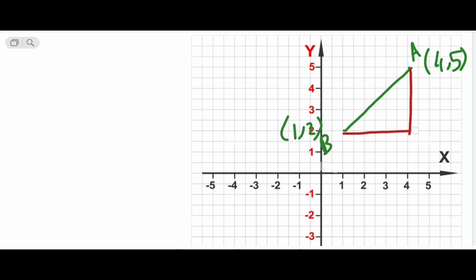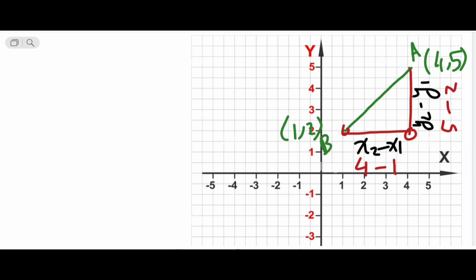So what is this? This side means x2 minus x1, and this side means y2 minus y1. So what is here? x1 is this one, which is 1, and x2 is 4, so 4 minus 1. And about here, y2 is equal to 5, minus y1, which is equal to 2.